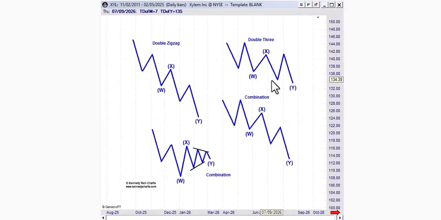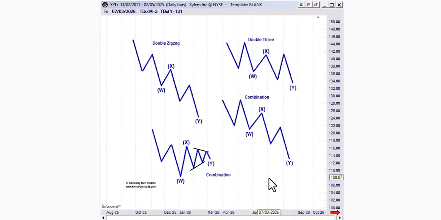Over here in the upper right, this is a double three, where you have an ABC for a flat, then an X wave, and then another ABC for a flat. So you have two flats joined together by that X wave. Now here we have the combination, where in this instance I've identified a flat correction in wave W, X wave, followed by a zigzag. So we have a flat, X wave, and then zigzag.